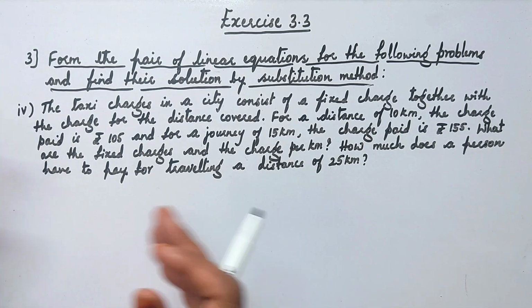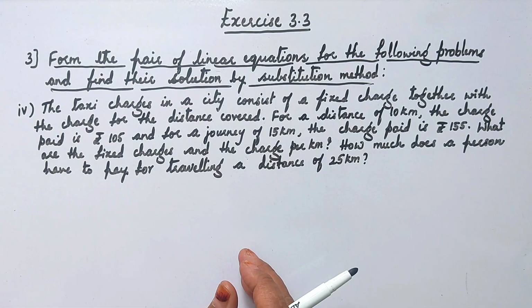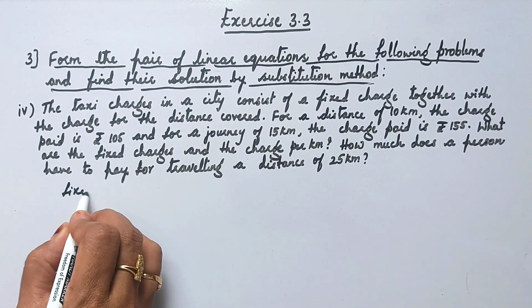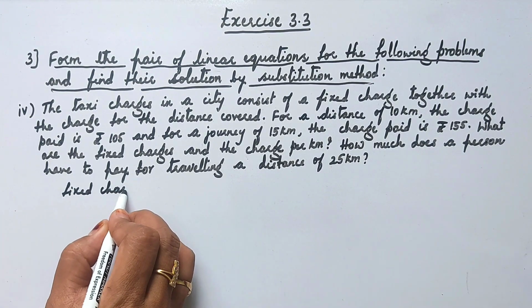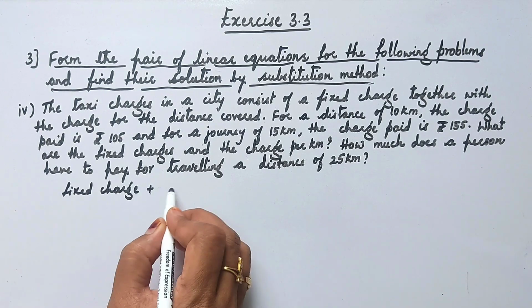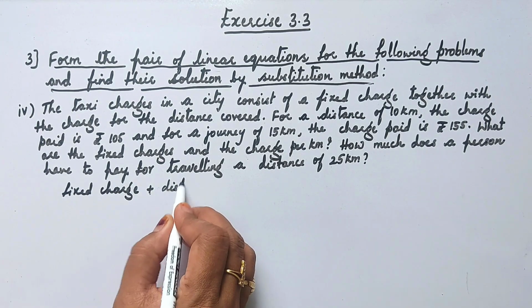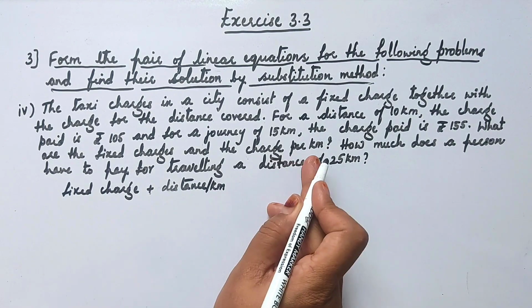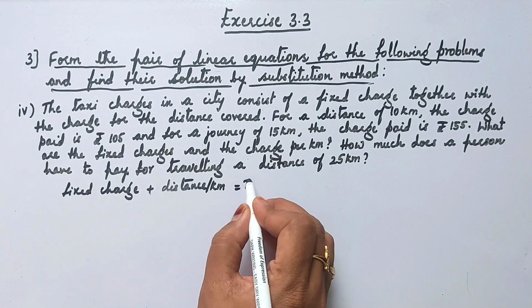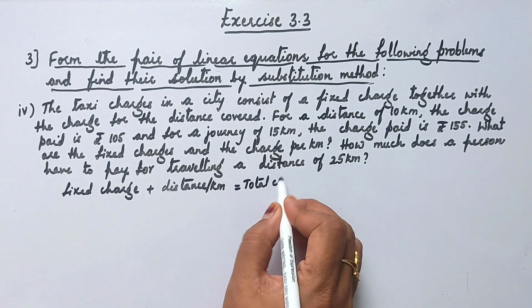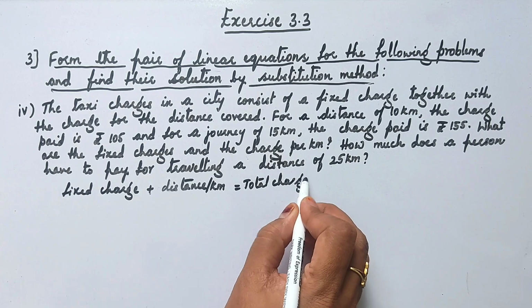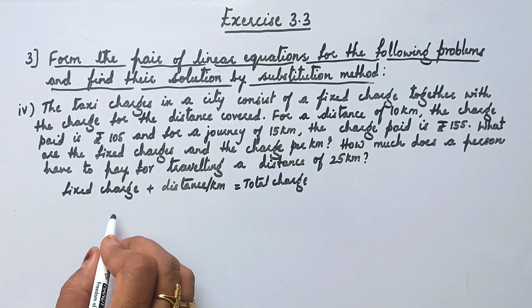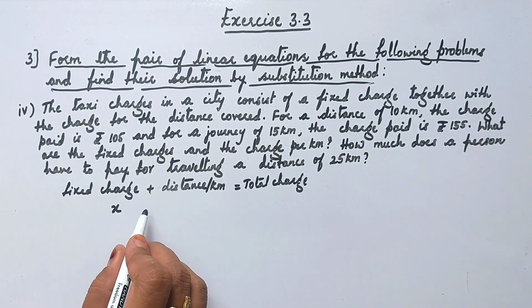Okay, so what we are supposed to do here is, we need to find out the fixed charges. In easy way, I'll just write here fixed charge plus distance per kilometer, I can say charges per kilometer, and this will be the total charges. Okay, in an easy way you can write like this. The fixed charges, we don't know what it is. I'm just going to write here x.